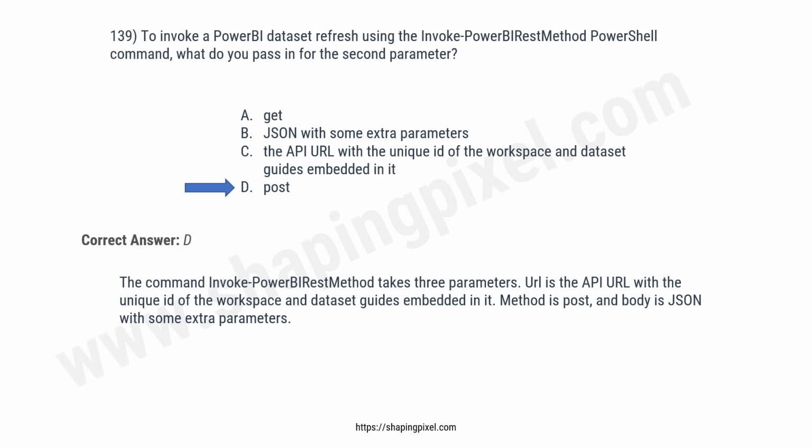The command Invoke-PowerBIRestMethod takes three parameters. URL is the API URL with the unique ID of the workspace and dataset GUIDs embedded in it. Method is post and body is JSON with some extra parameters.